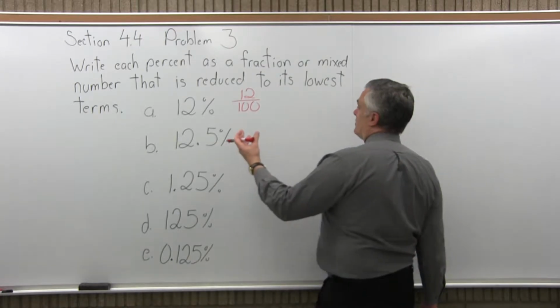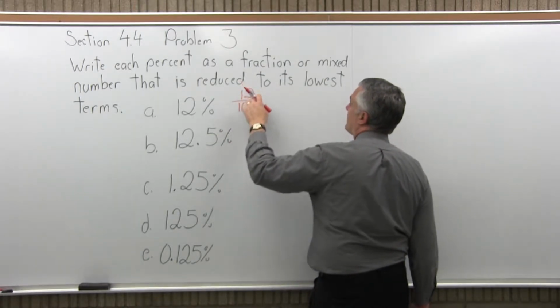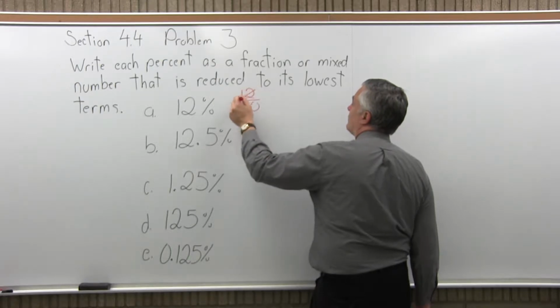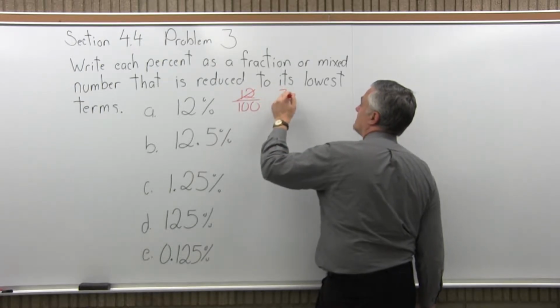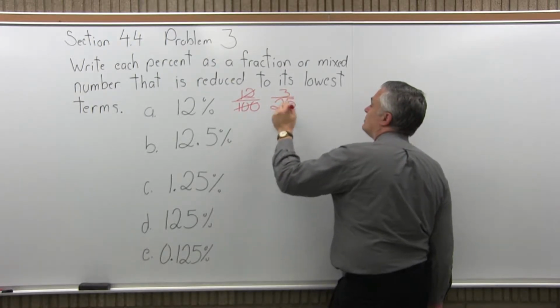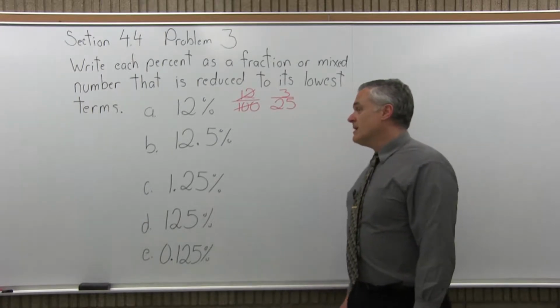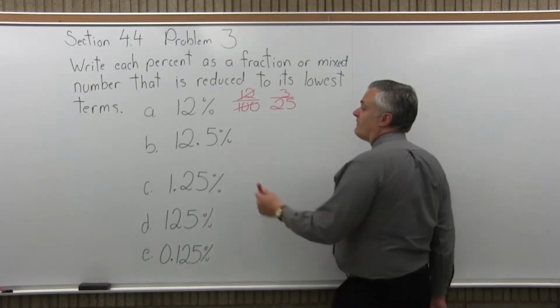And can we reduce this? Yes, they're both even. I can take half of each. But even better, I can divide 4 into both of them evenly. 4 divides into 12 3 times, and 4 divides into 100 25 times. So I have 3/25. That's the fraction equivalent of 12%. So the next one is 12.5%.